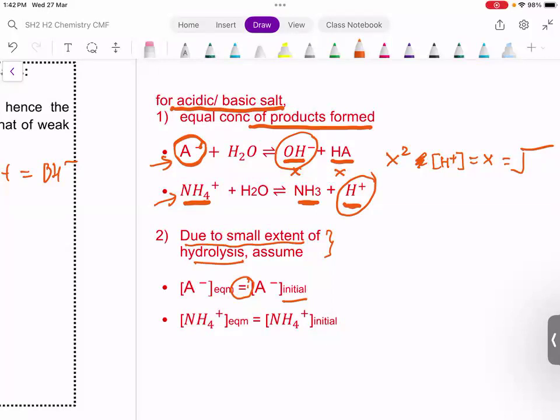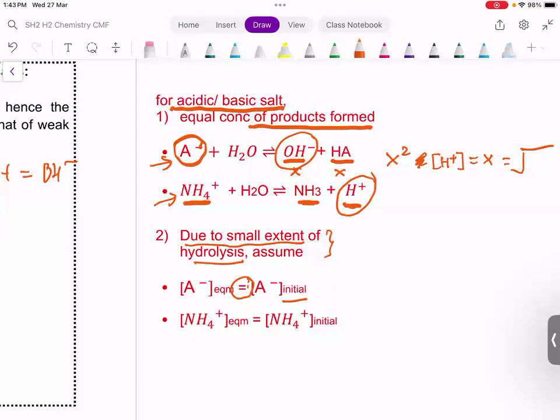There's H plus released, and there's OH minus also. Yes, there is OH minus also, but are they equal? They are not equal. So what is the difference? If you call an aqueous solution acidic, what does it mean? There's more H plus than OH minus. If you call a solution basic, what does it mean? OH minus more than H plus.